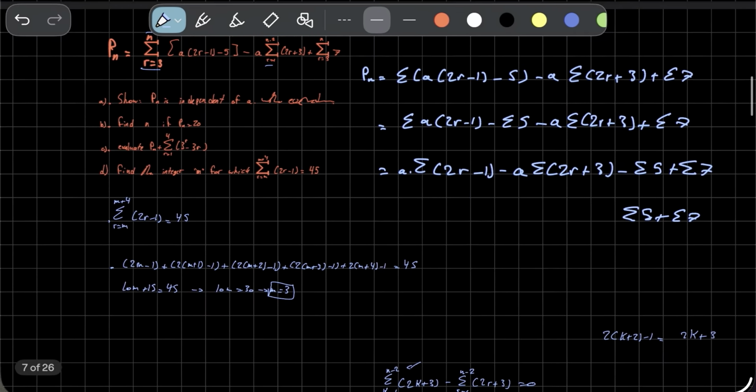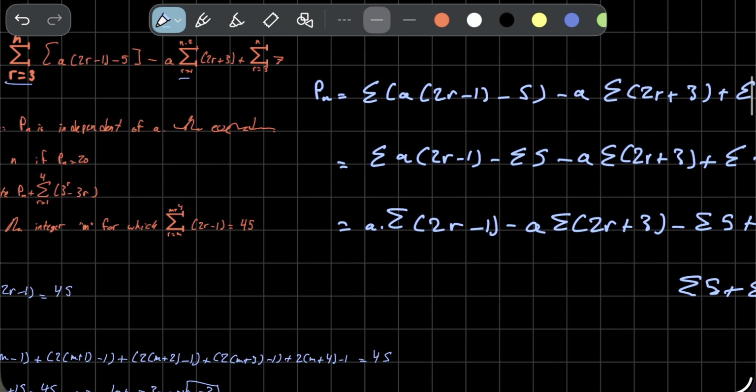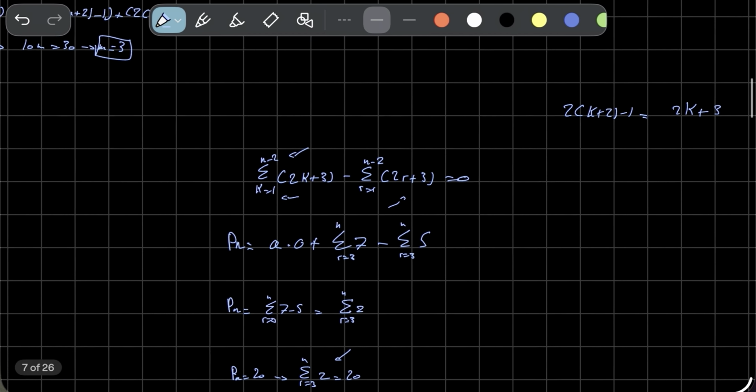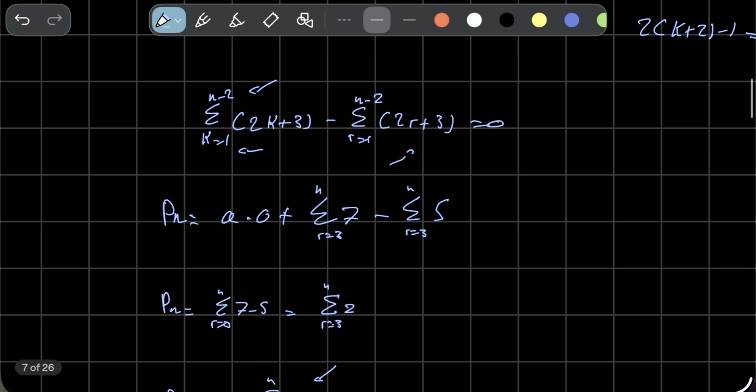Just the main idea of this question is to know when and where to swap the indexes and to create new ones, as we saw when we created the new index k in order to eliminate these two terms.